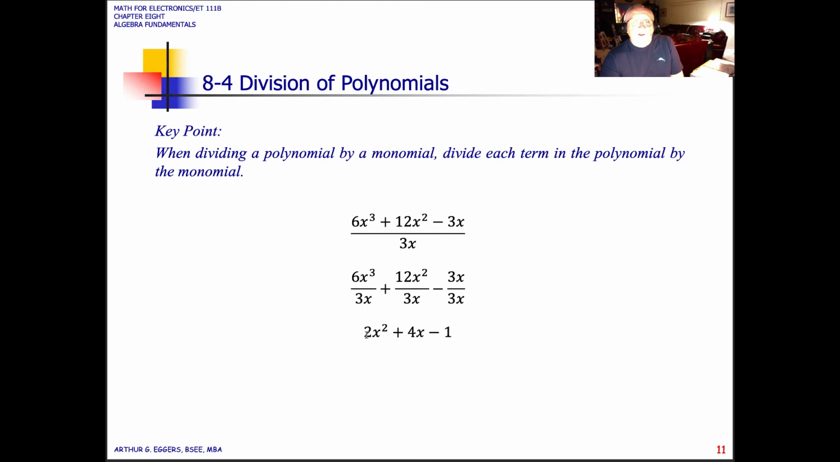3 into 6 gives us 2. The same thing for the second term. 3 into 12 gives us 4, and we're left with 1x because of the cancellation. And then this 3x over 3x is simply 1. So it reduces fairly easily.